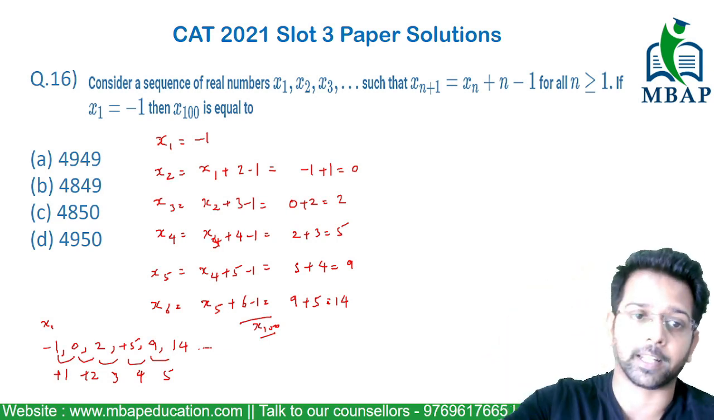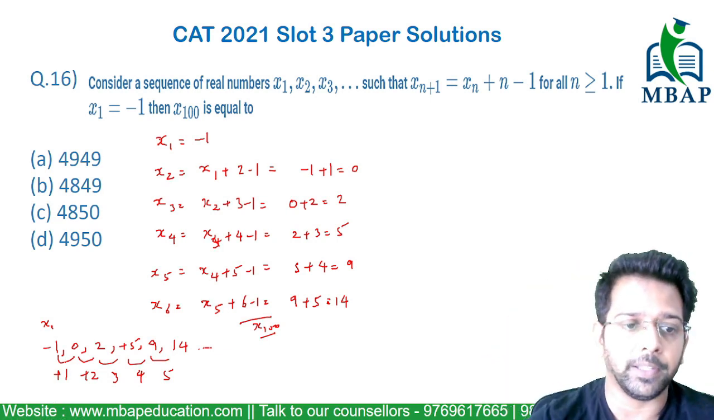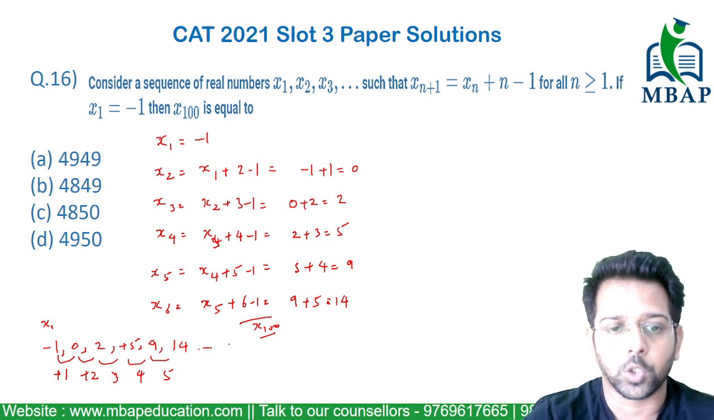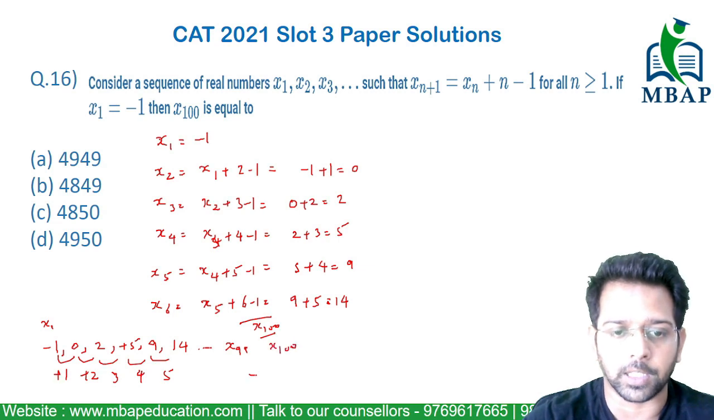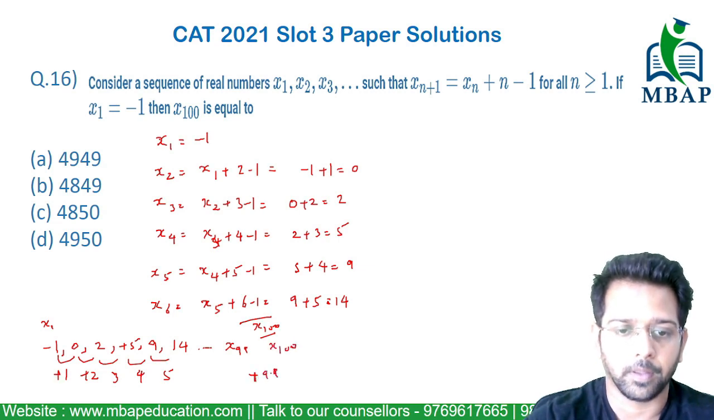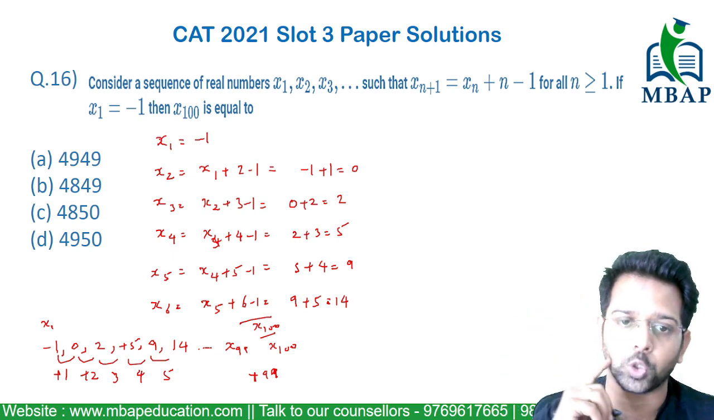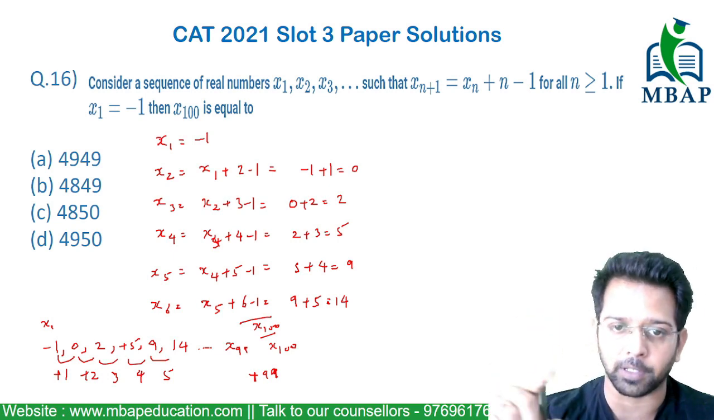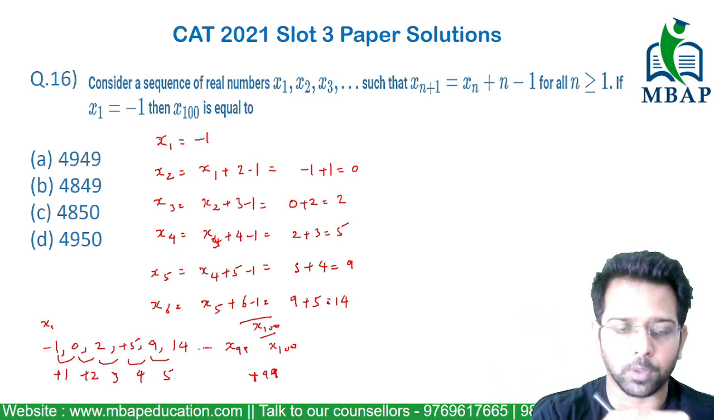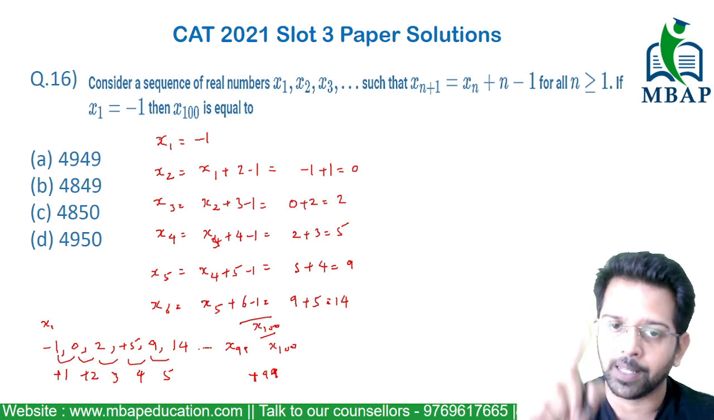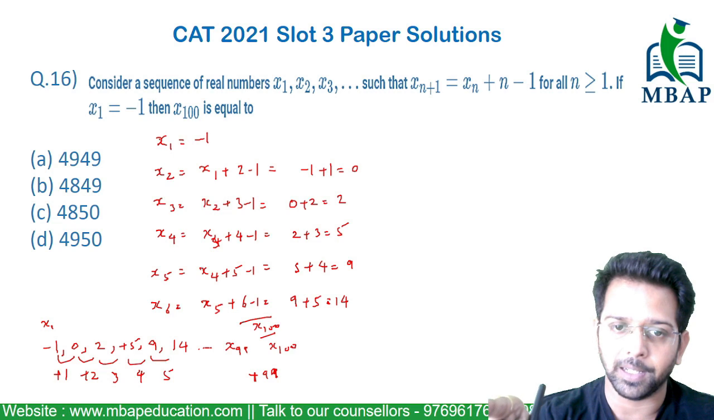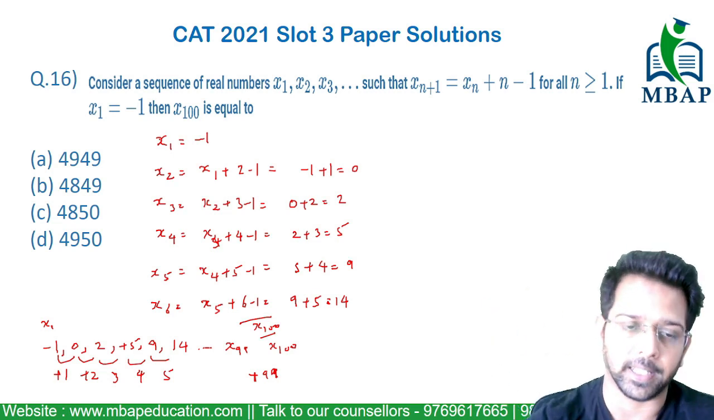And I have to find the 100th term. The difference between each of the consecutive terms is going up by 1. So from x99 to x100 you will see the jump of 99. The difference between the last two terms x99 and x100 will certainly be 99. First and second term differ by 1, second and third term by 2. Likewise, 99 and 100 will differ by 99.